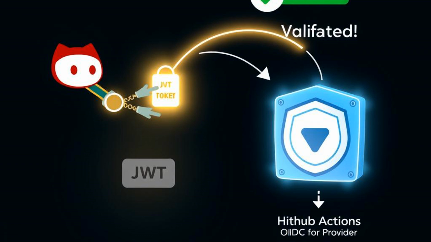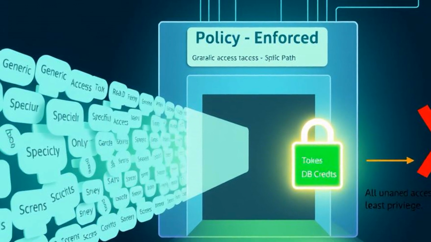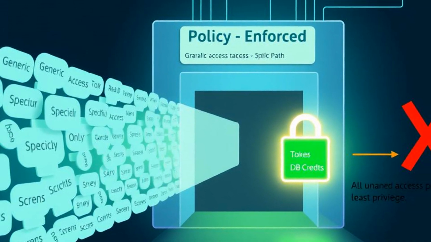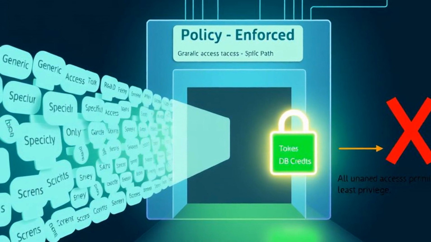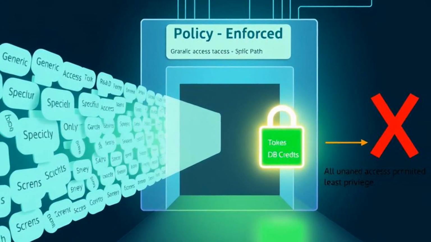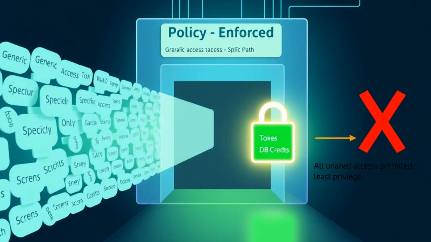When a GitHub Actions workflow runs, it automatically requests a JSON Web Token, or JWT, from GitHub's OIDC provider. This JWT acts as a verifiable identity for the running workflow. Our GitHub Actions workflow then uses the official HashiCorp/Vault action, a powerful community action, to present this JWT to Vault's OIDC authentication endpoint. Vault, having been configured to trust GitHub's OIDC provider, validates the JWT's signature and claims.